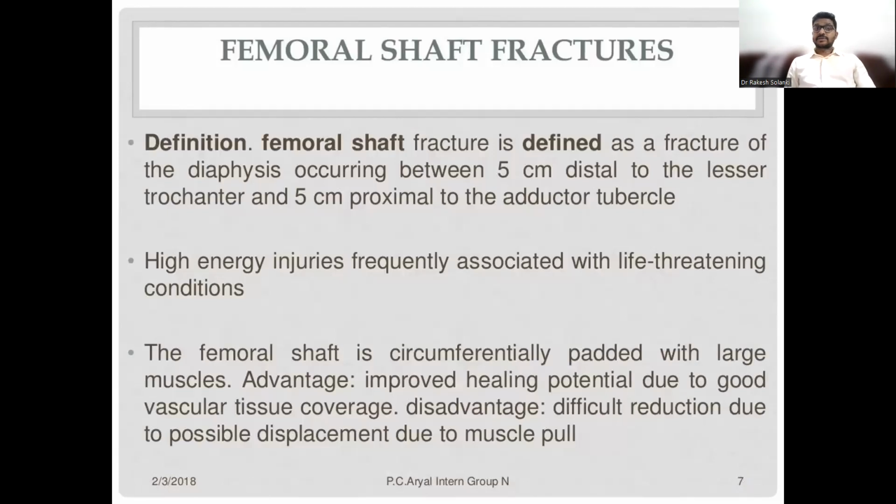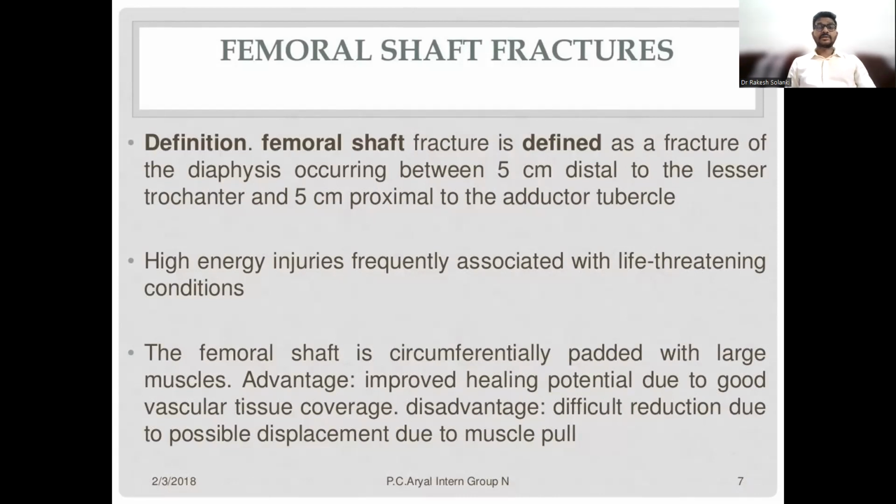Now let us come to femoral shaft fractures. So femoral shaft fracture is a fracture of the diaphysis of the femur occurring between the 5 cm distal to the lesser trochanter and 5 cm proximal to the adductor tubercle.